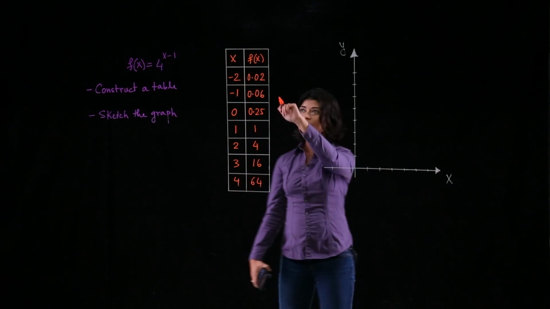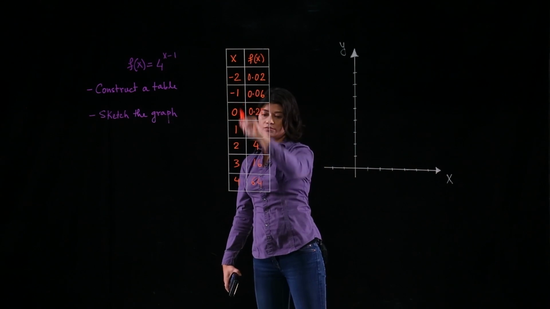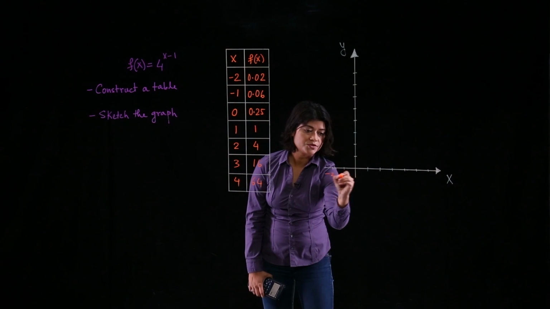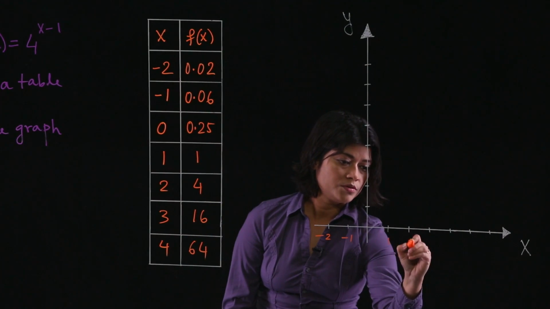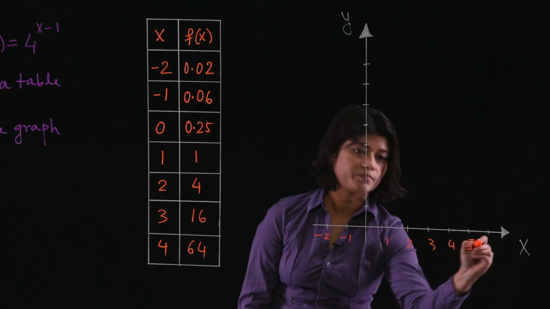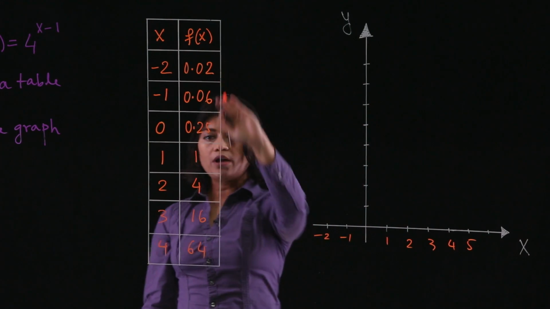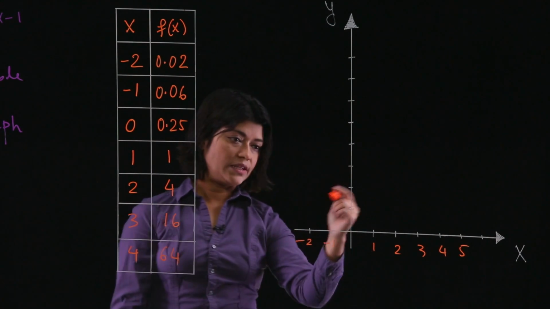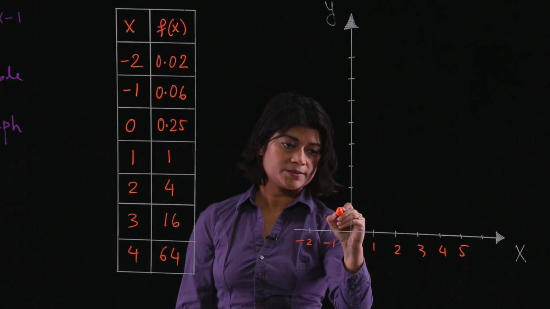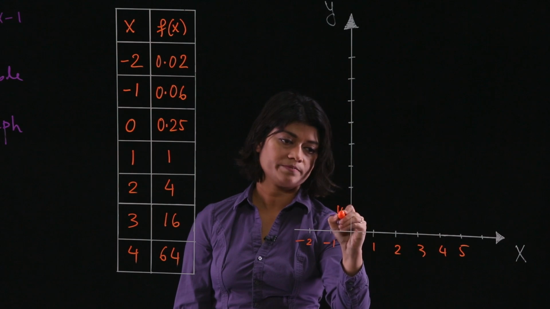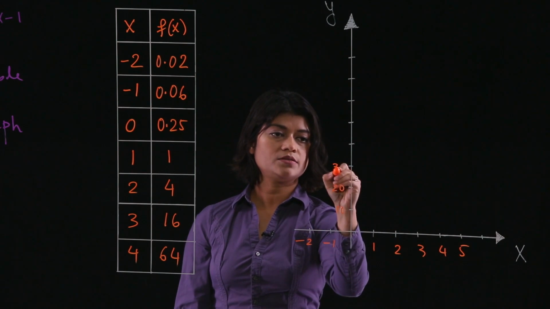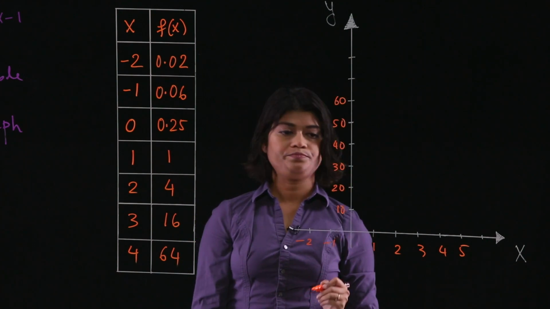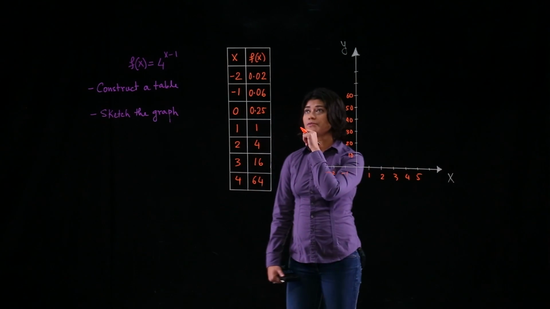Okay, so we're starting at -2, going up to 4. So let's say this is -2, -1, 2, 3, 4. And if you look at the y values, well, it goes up to 64. So let's say we start at 10, 20, 30, 40, 50, 60. So let's start plotting the points now.